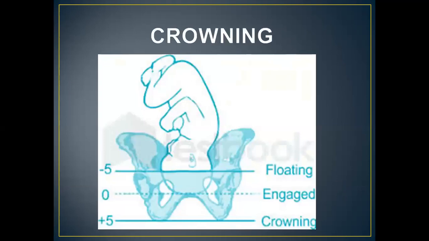What is meant by crowning? Crowning is similar to engagement, but with regard to the pelvic outlet. Crowning is the passage of the largest transverse diameter through the pelvic outlet, and means that the head will deliver. There is no bony obstruction. The head has passed the inlet, cavity, and outlet, and this is called crowning. In this picture, if the head is at this level above the pelvic brim, we call it a floating head. Here is an engaged head, and when passing the pelvic outlet, this is called crowning. This is an important landmark because I should do an episiotomy only after crowning.